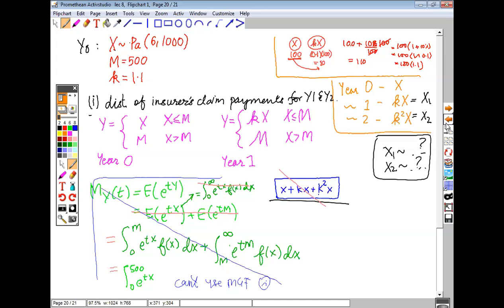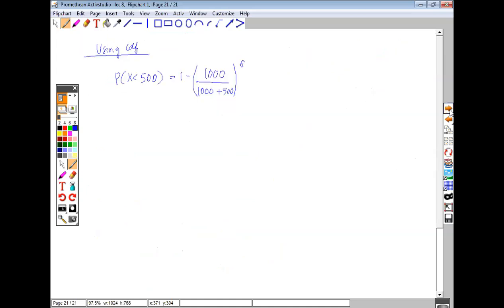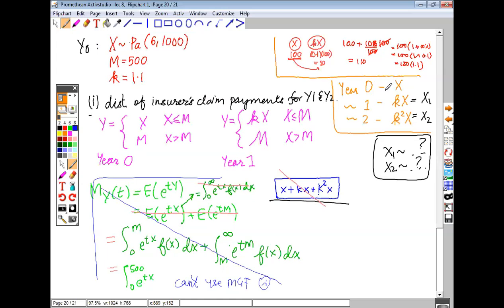Yes. Yeah, because what I wrote was X, right? She dictated X to me, and I know that I'm denoting my year zero as X. And if I have year one's and year two's claim amounts, I'm denoting them as X1 and X2. And remember, we have to figure out the distribution of insurance claim payments for year one and year two. We already know that X follows a Pareto distribution.